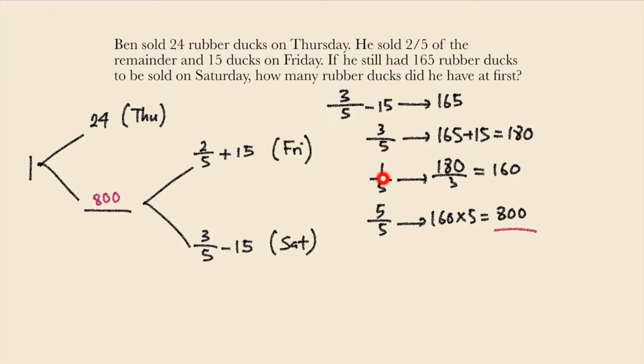Find 1 unit, find 5 units. So once we find these two branches, which is 5/5, representing 800, we can fill 800 here in this blank. The question now is, how many did he have at first? Well, that's this quantity right here, which we can see clearly is the sum of these two real numbers. So that would be 824.